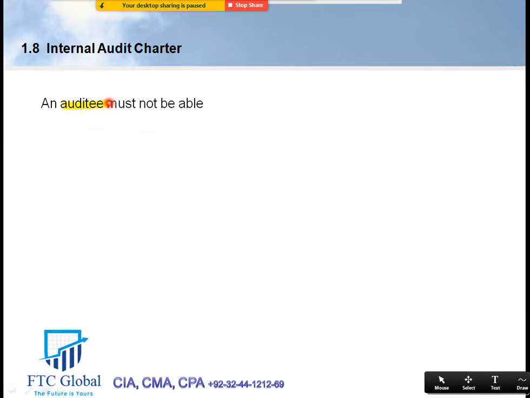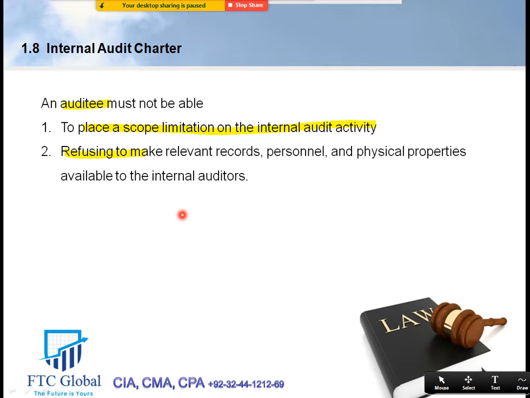Like, if I'm auditing the purchasing department, the purchasing department is the auditee and I am the auditor. The purchasing department cannot restrict my work. The auditee cannot and must not stop me from doing my work. He must not refuse my access to records, people, and physical properties. If he does, that's a very serious scope limitation that must immediately be reported to the board. So the auditee has no power to limit my work or to restrict or refuse access to records, people, and physical properties.